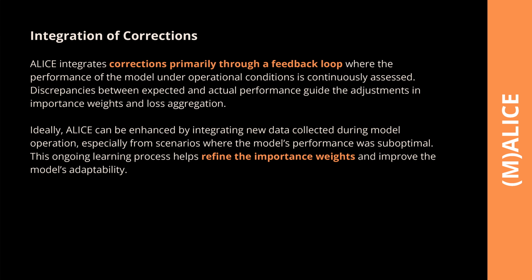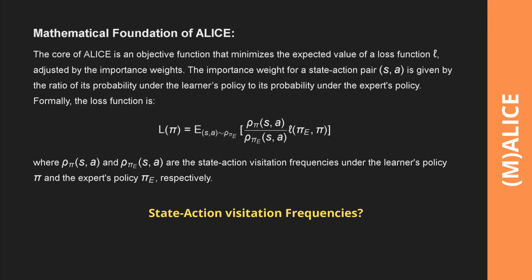Now, you know that we now have corrections, and Alice integrates our correction primarily through a feedback loop where the performance of the model under operational conditions is now continuously assessed. And all those little discrepancies between the expected and the real-world actual performance now guide the adjustments in importance weights and loss aggregation. So this ongoing learning process helps refine the importance weights and improve the model's adaptability. And this is what we want, that the model has a certain freedom to adapt to new environments.